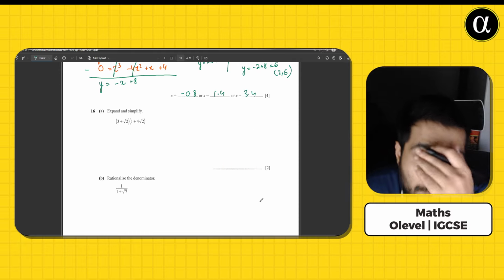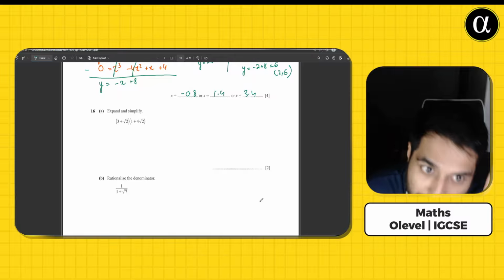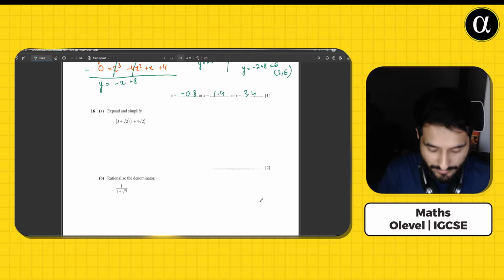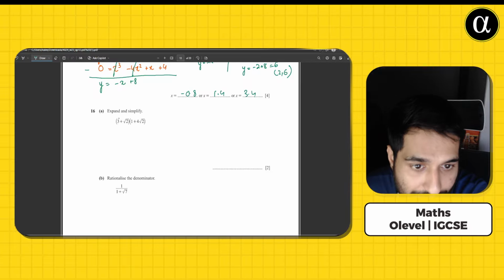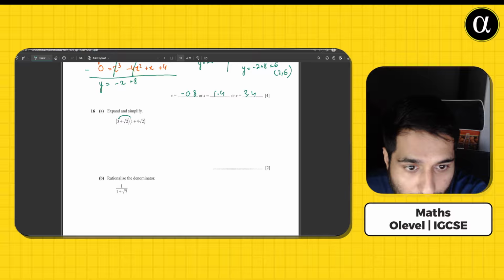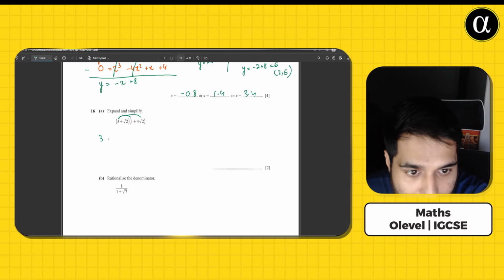Question number 16 states that we are supposed to expand and simplify. Now, how do you solve these questions? This is a question of surds. This 3 will be multiplied with 1, and this 3 will be multiplied with this as well. So this would give us 3 times 1 is 3 plus 3 times 4 is 12 root of 2.